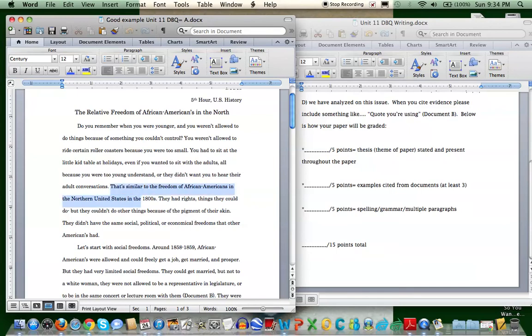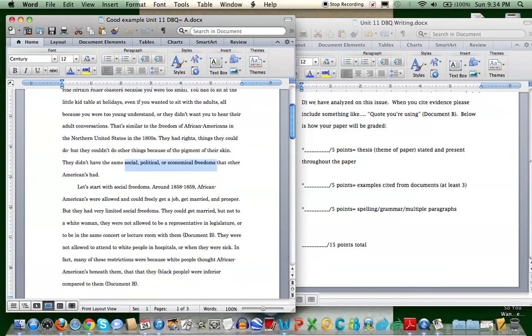Right here, this is the thesis. African Americans in the United States, their freedoms. This person's saying, right here's their thesis, that these African Americans had rights. They could do, but they couldn't do other things because of their skin color. So this person's thesis, obviously, they had rights, but they were limited. Now this person's going to give me more specific examples. They didn't have the same social, political, or economic freedoms. And so this is where they're going to start. Their next paragraph, take a look.